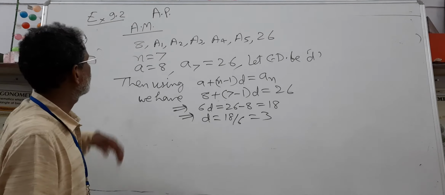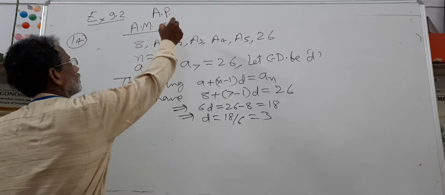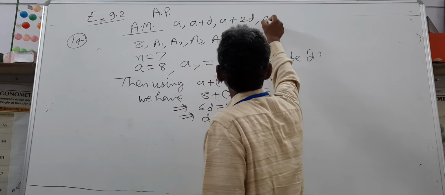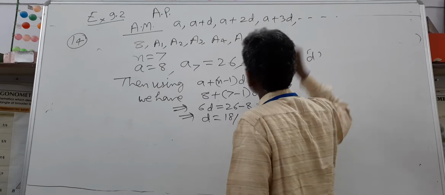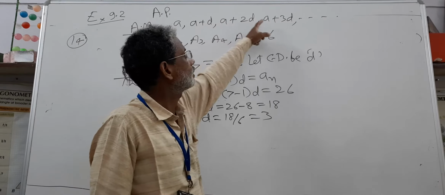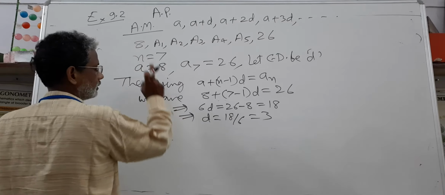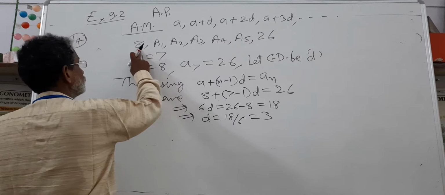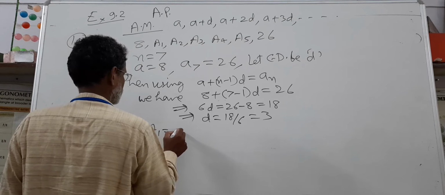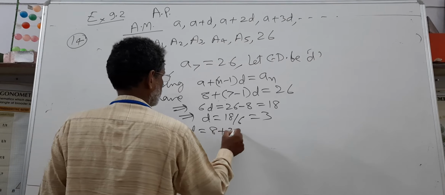जैसा कि आप जानते हैं हर अगला नंबर पिछले में D जोड़ने पे मिल जाता है AP में: A plus D, A plus 2D, A plus 3D and so on. हर पिछले में एक D जोड़ दो अगला मिल जाएगा. So here if you add D, that is 3, in 8 you will get A1. A1 is equal to A plus D is equal to 8 plus 3 is equal to 11.